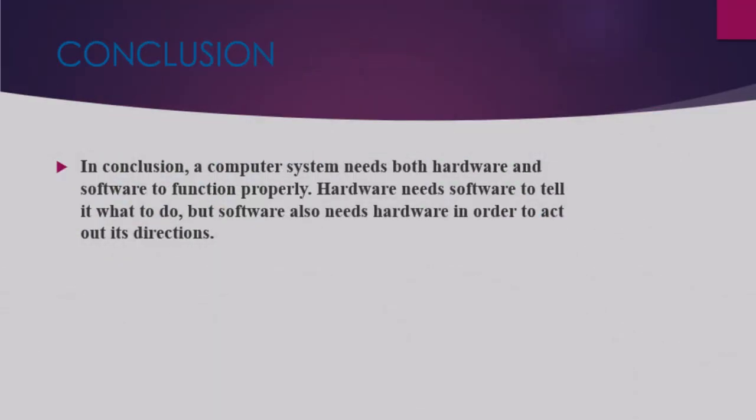So in conclusion, a computer system needs both hardware and software to function properly. Hardware needs software to tell it what to do, but software also needs hardware in order to act out its directions.